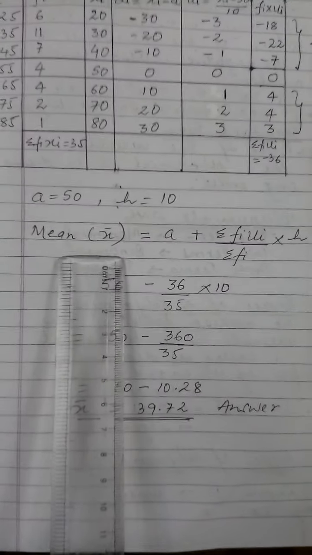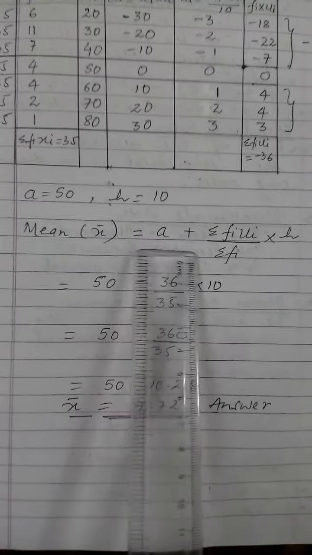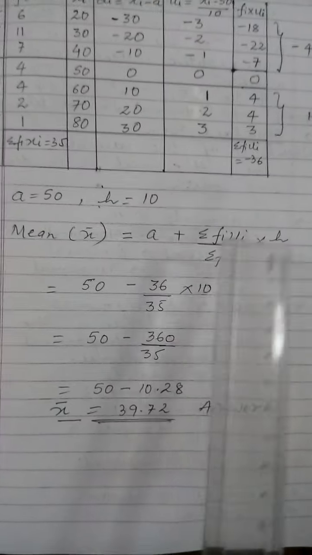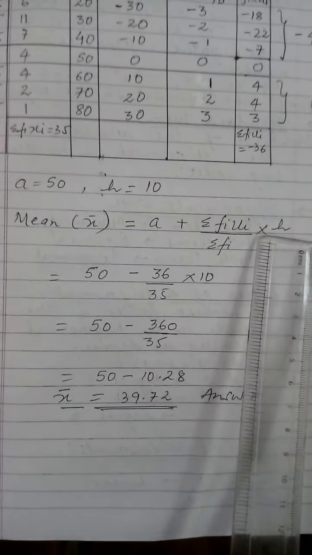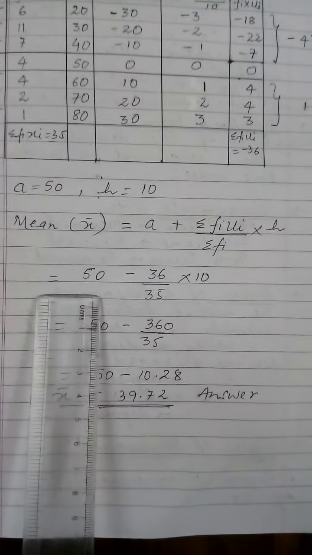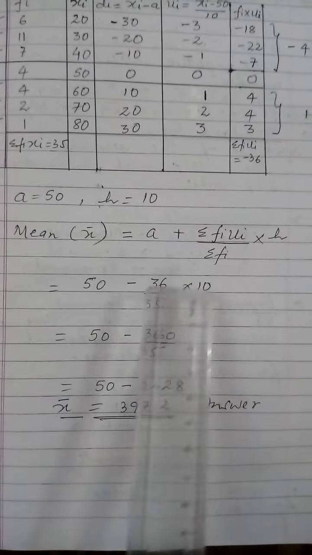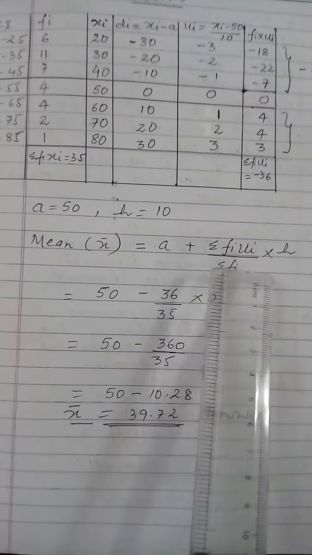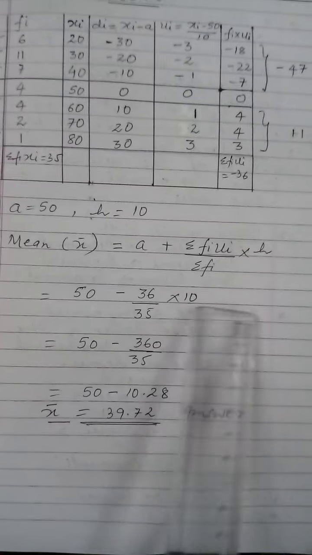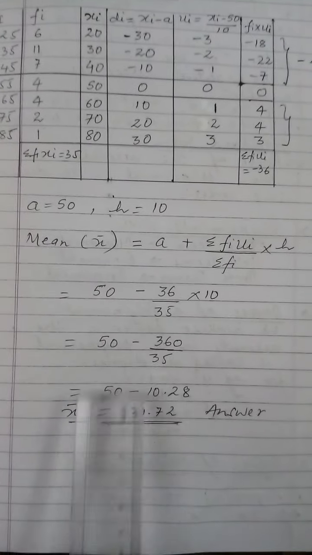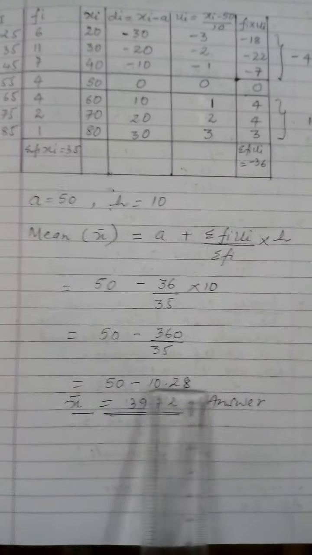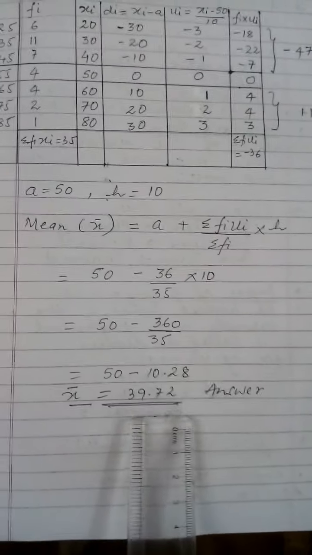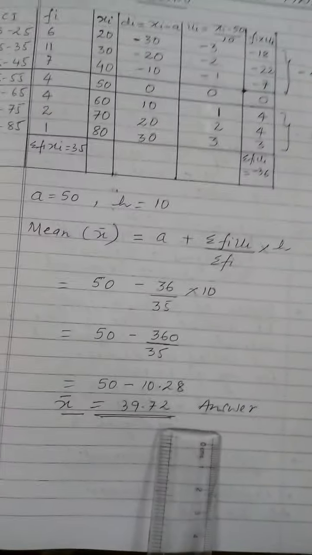Now coming down to the formula of mean by the step deviation method, it is A plus sigma Fi Ui upon sigma Fi into h. That is, I put the value of A as 50. I have sigma Fi Ui as minus 36. I have sigma Fi as 35 into 10. On solving this, I get 50 minus 10.28. That is equal to 39.72, which is the answer over here.